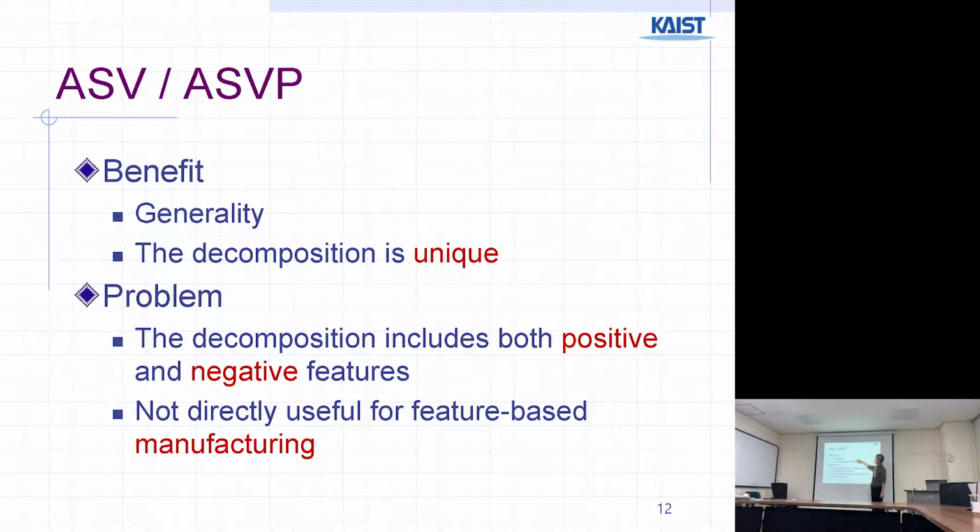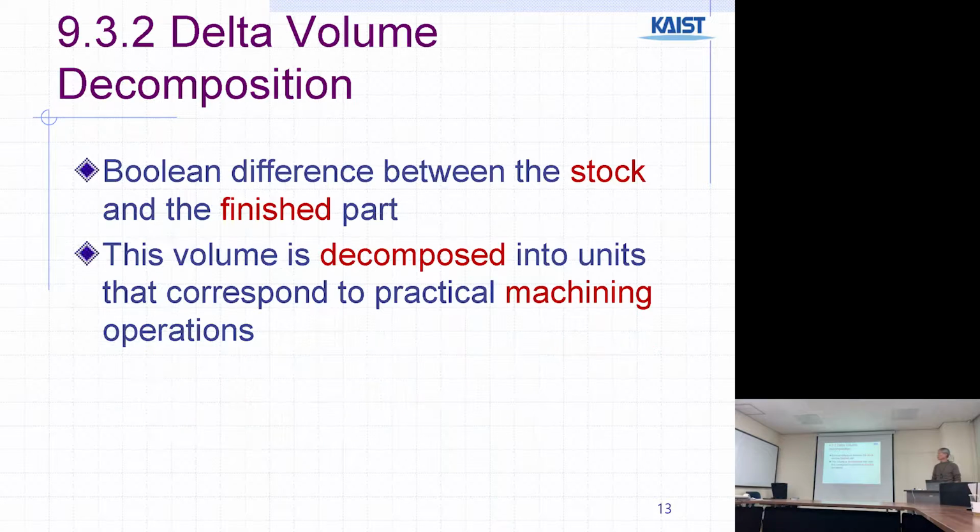It's something like mathematics. But the problem is that it includes positive and negative features. So finding differences. And for manufacturing, you need one more step to modify or to enhance them for the usage. So you need one more step. And there is another method called delta volume decomposition.